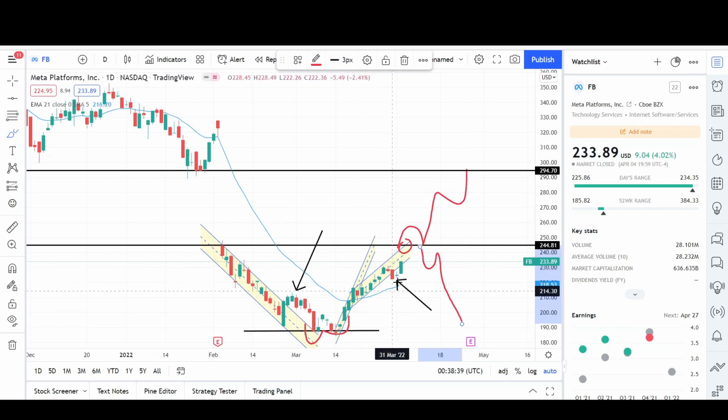But as of right now, the chart is looking bullish. I'm looking for higher prices, at least to that 245 level before seeing if sellers come back in the market or not. So that's everything I have for the daily chart.